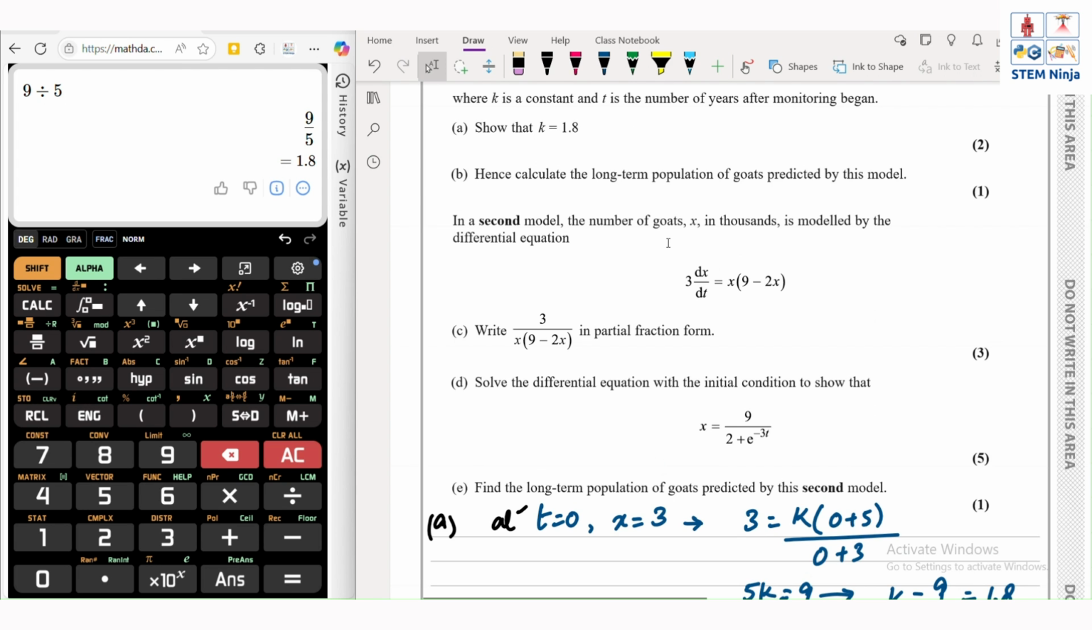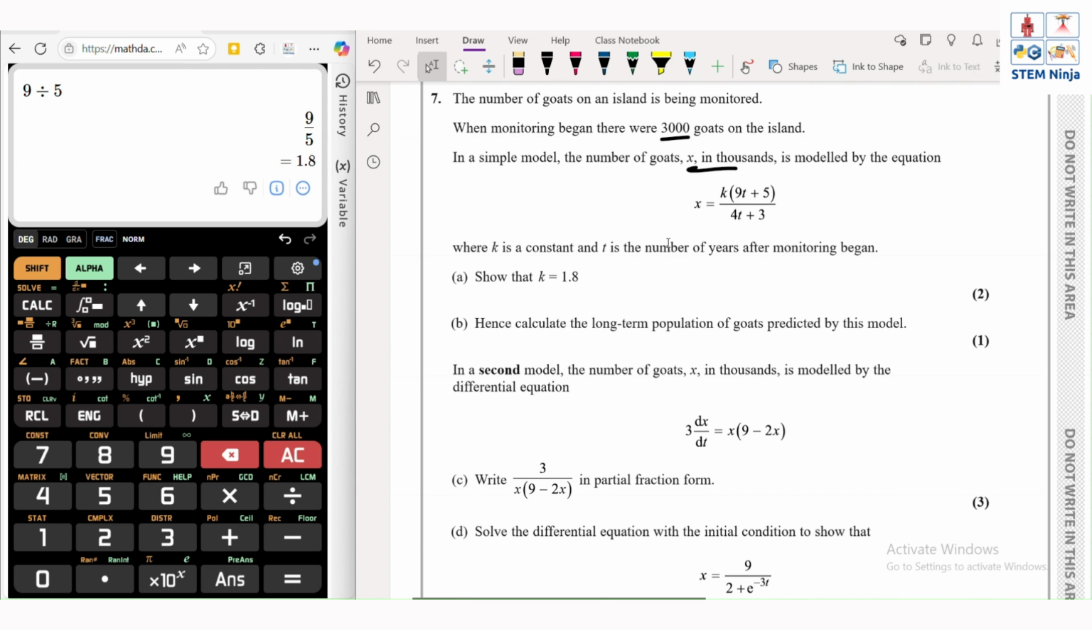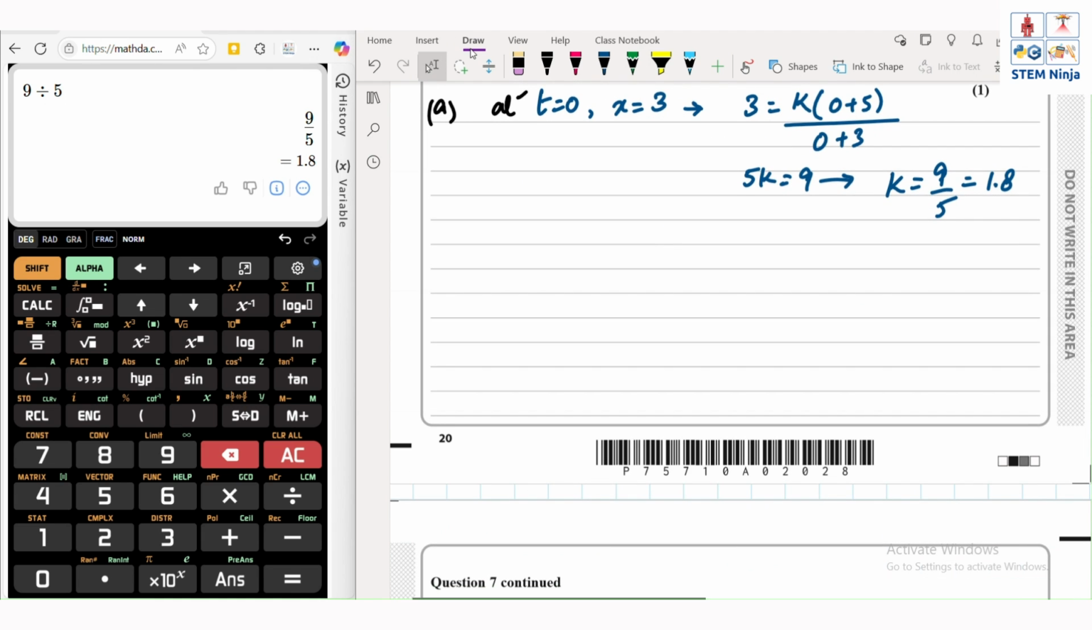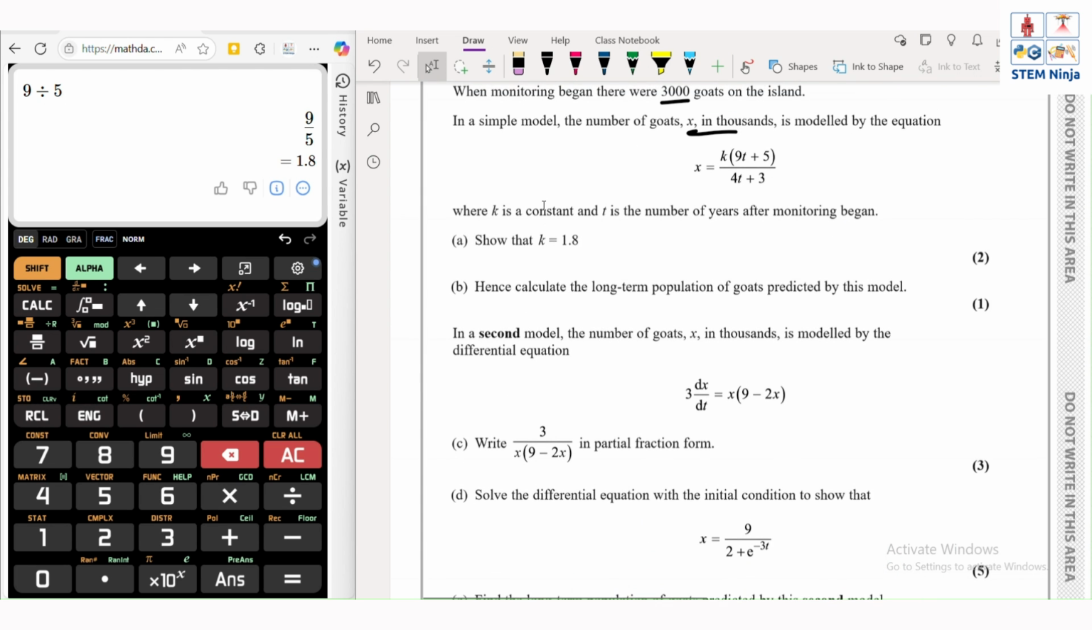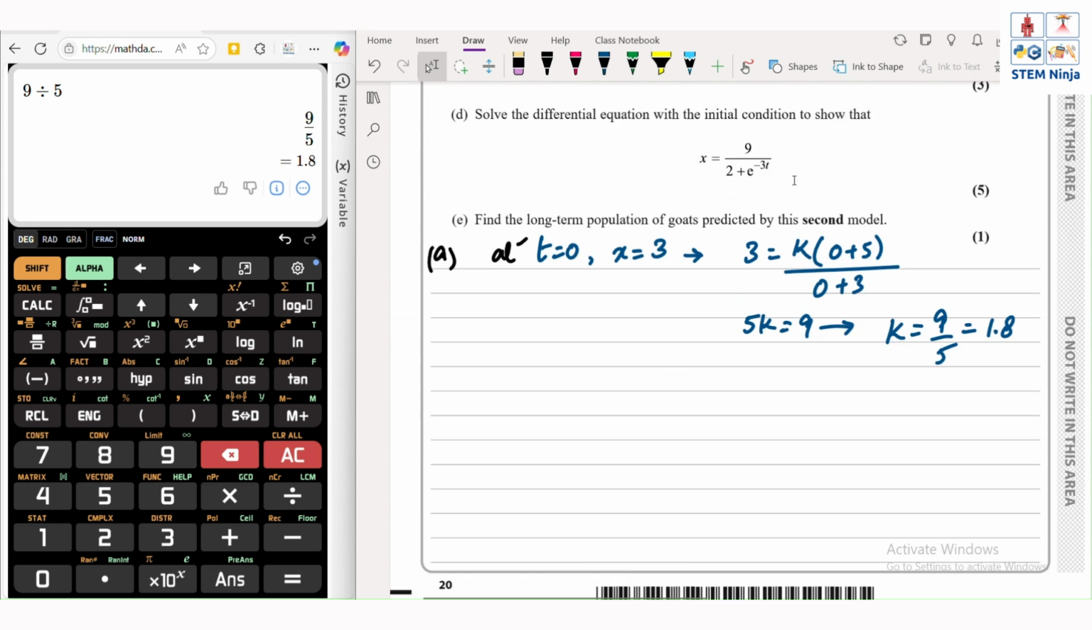Hence, calculate the long-term population of goats predicted by this model. So long-term. For this part, we can do two things. Either, since this can be further divided, we can do the long division where we have some quotient plus remainder over divisor. If we have a maximum number, it will come in this form. Whatever quotient comes out would be our maximum number. We can also do another thing. We can divide t from both the numerator and denominator.